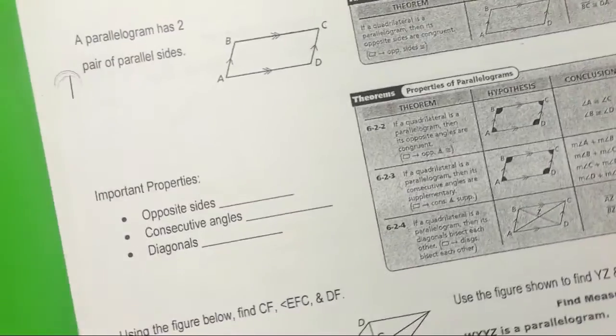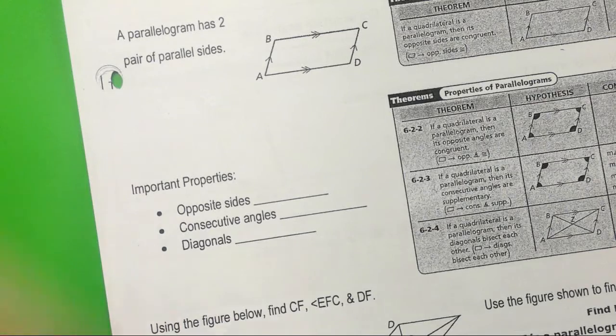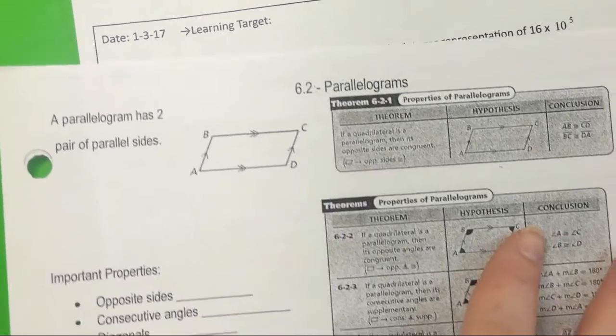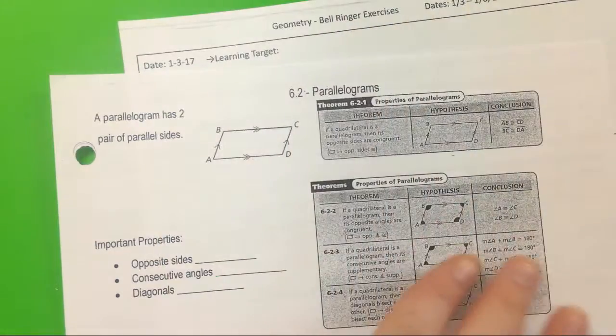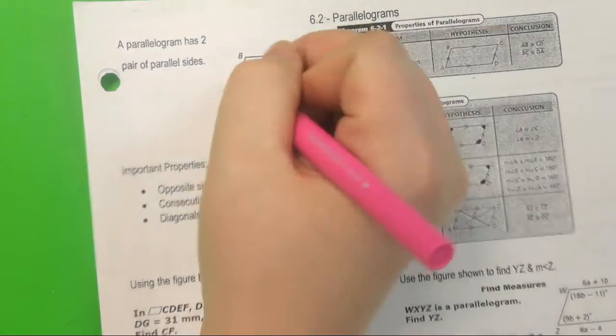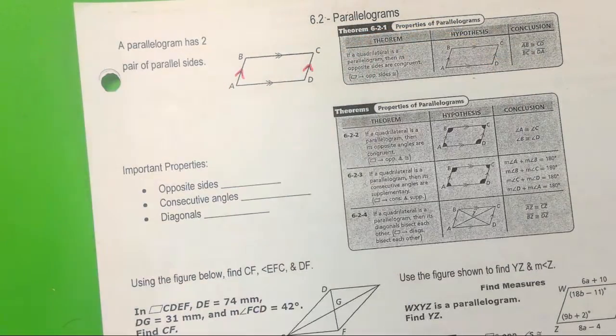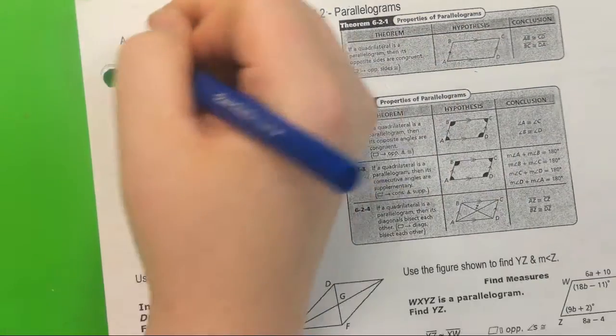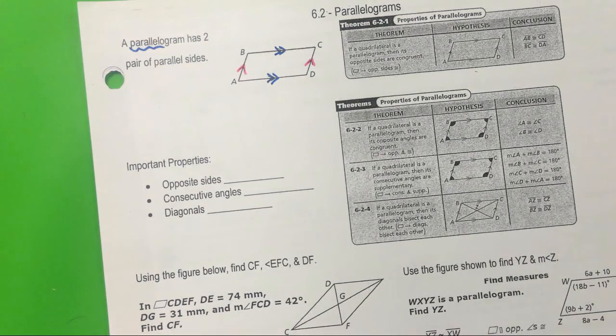So, we're in this section on parallelograms. And there's a little bit we need to know about a parallelogram. Obviously, a parallelogram has 2 pairs of parallel sides, hence the name parallelogram. So, AB is parallel to CD, and BC is parallel to AD. It says it in the name.